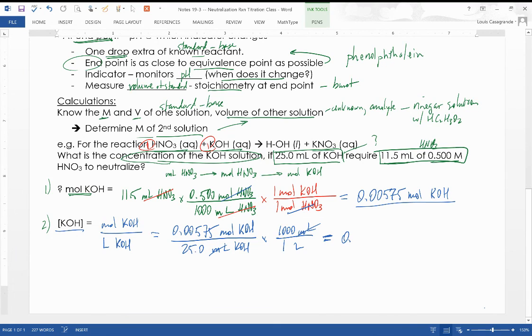So let's finish up this calculation. We have 0.230 molar KOH, and that is our final answer. And that's what you're going to be doing in the lab.